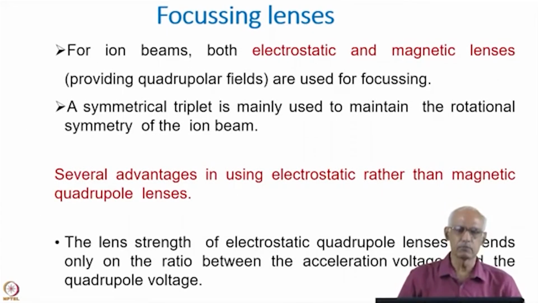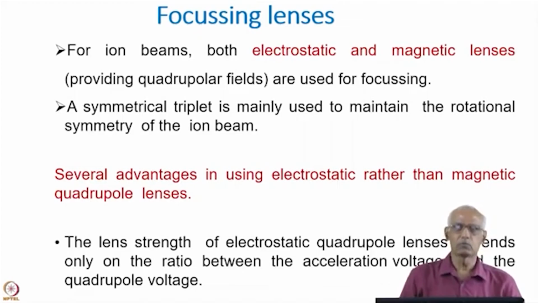electrostatic lenses, for ion beams which are accelerated, electrostatic lenses or magnetic lenses are normally used for getting the beam focused. And normally the target size is not more than a few millimeters to 1 centimeter, and therefore the beam has to be focused to that. Then you will see that both electrostatic and magnetic lenses are used.